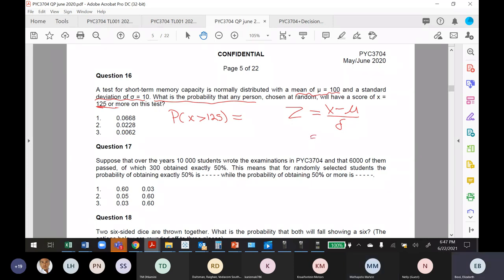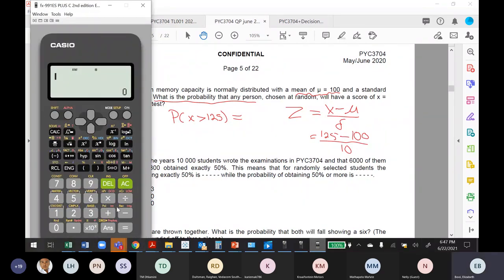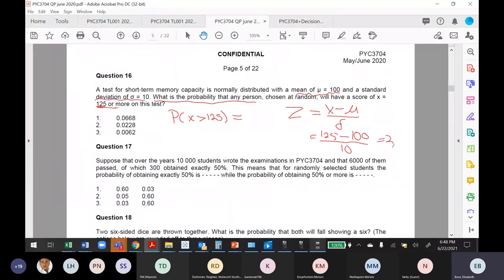So your X is what you are given in the question, so it's 125. Your mean is given to you there, which is 100, divided by your standard deviation, which is 10. When you answer questions, please do them step by step. So 125 minus 100. If I use my calculator here, 125 minus 100 and then equal, that gives me 25, divide by 10 equal, that gives me 2.25.